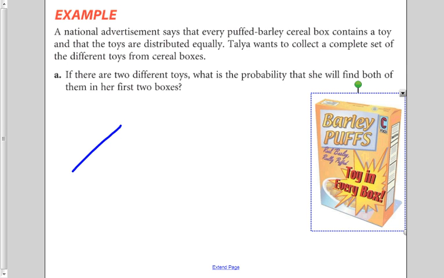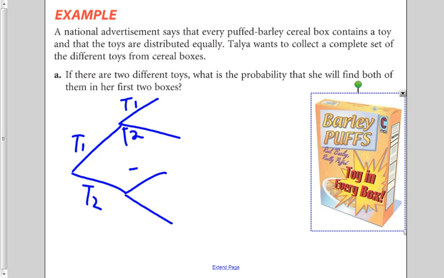Opening the first box, she could find toy 1 or toy 2. Upon opening the second, she could get either toy 1 or toy 2. Just like down here, opening the second box, she can get either toy 1 or toy 2. So if we count, there are 4 possible outcomes.